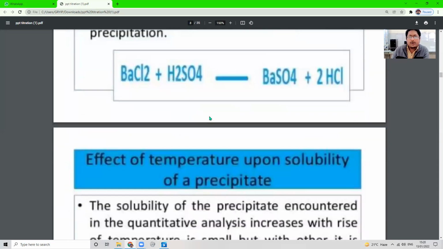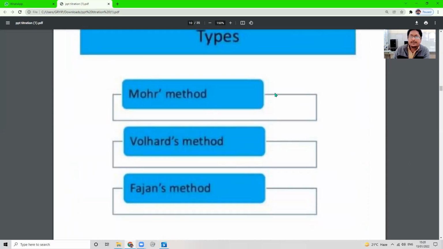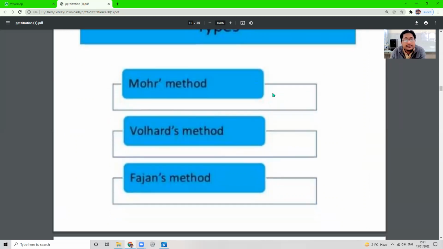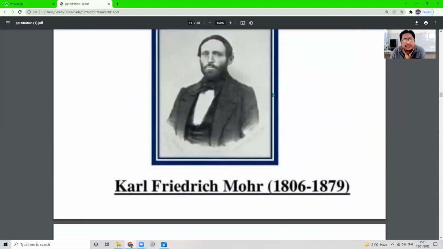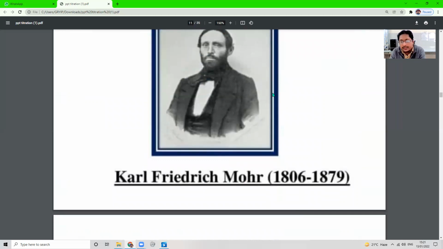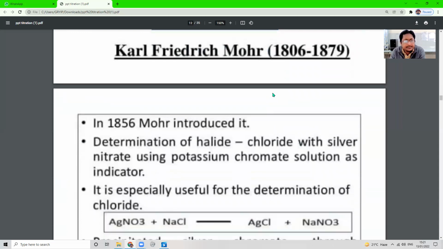For the determination of halogens or halides, there are three methods. These are the methods which are used for the determination of halogens. First is Mohr's method, second is Volhard's method, and third one is Fajans' method. Let us discuss Mohr's method. Mohr's method was first developed by Carl Friedrich Mohr in 1856.